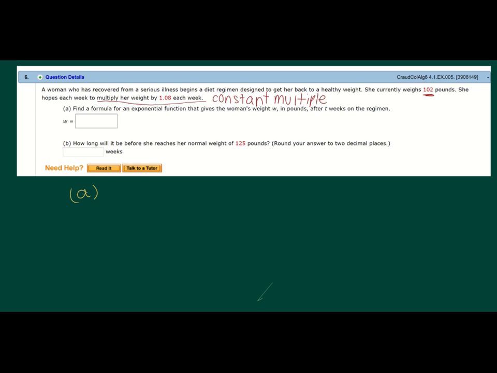So straight away, I can just jump to my general form, which is going to be W, my function name, is equal to the initial weight times the growth factor raised to the t power. This is just our general form of an exponential function. This works for exponential growth. It works for exponential decay. In this case, we have an exponential growth problem, which tells me a will be greater than 1. So let's go ahead and try to use some of the given information to figure out what P and a need to be in order to make this model work.